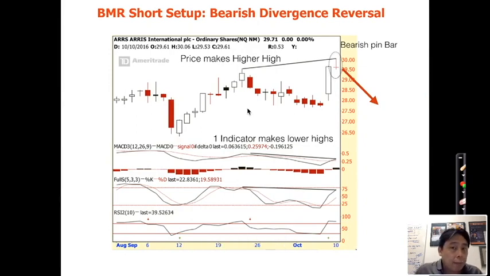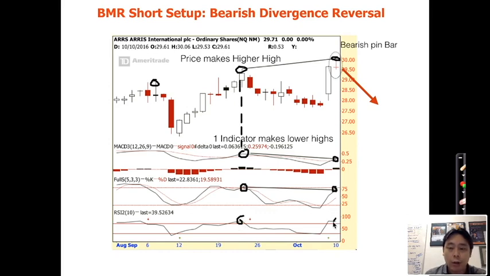For the BMR short setup, we are looking at the bearish divergence reversal pattern. Remember that for bearish divergence, we connect swing highs on the price, and as the price makes higher highs, we want the indicator to make lower highs. So correspondingly, the indicator, whether the MACD, the stochastics, or the RSI, must be making lower highs.